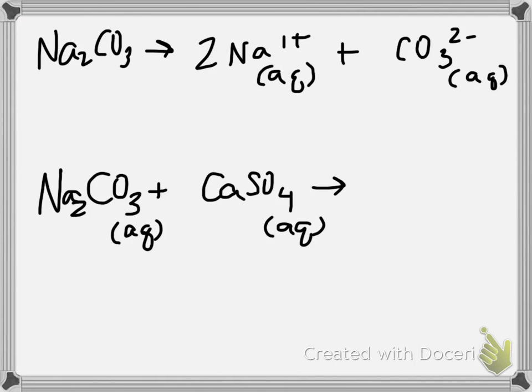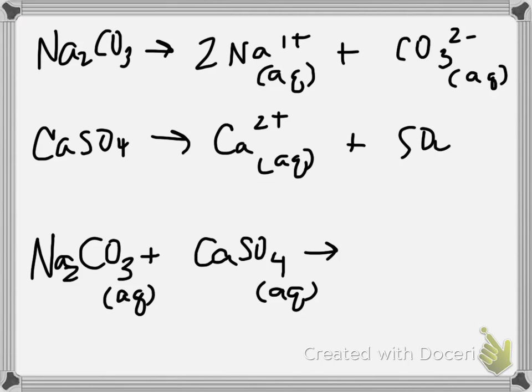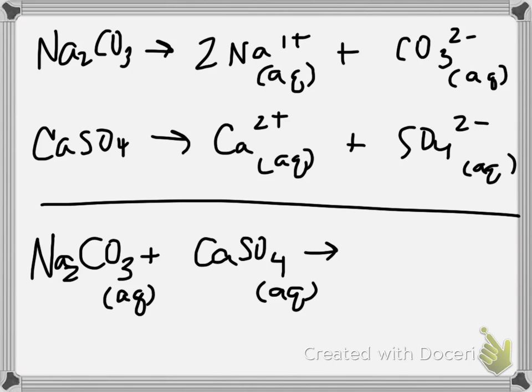What does calcium sulfate ionize into? CaSO4. How many moles of calcium ions? 1 is the loneliest number. 1 mole of calcium 2+ in aqueous solution, and 1 mole of sulfate 2- also in aqueous solution. Okay, well that's easy. So we did the step of writing dissociation equations for both of our reactants.